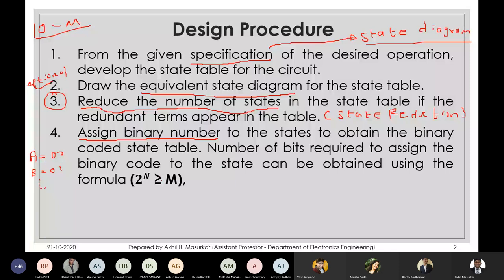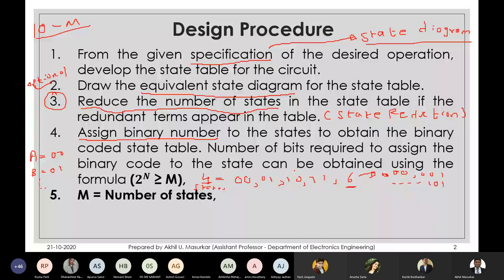So what is the meaning of this? That if there are four states, we will use 2 bits. So 0 0, 0 1, 1 0, and 1 1 for four states. Let's say if the number of states are 6, then we can start with 0 0 0, 0 0 1, and then go up to 1 0 1. So it depends what is the number of states. N is the number of states. n is the number of bits required to assign the binary code.